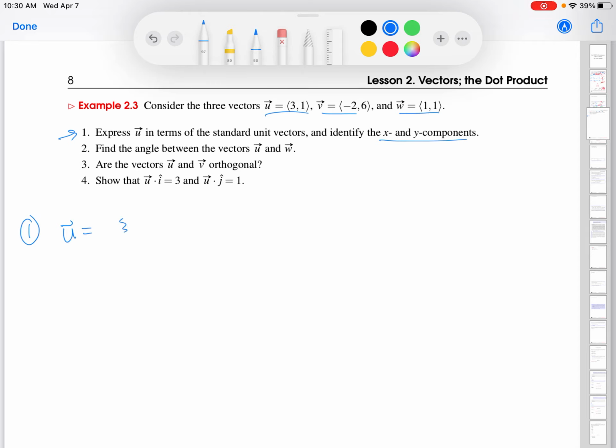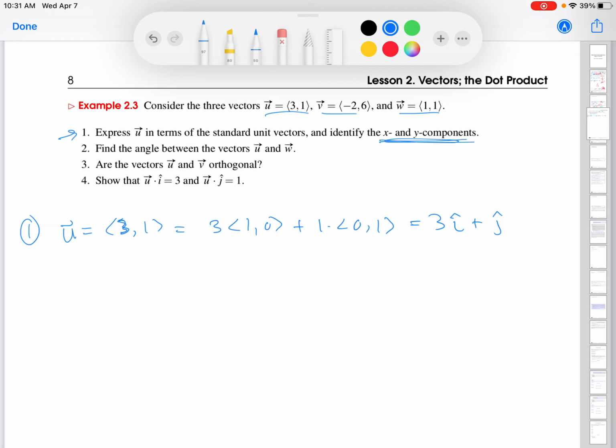So u is (3, 1). Using the same manipulations we did before, this is 3 times (1, 0) plus 1 times (0, 1). And that's 3 i-hat plus 1 j-hat. Okay? And then identify the x and y components. The reason I put that in there is to foreshadow what is going to happen later that I'll write down after this example, but also in the practice problems.